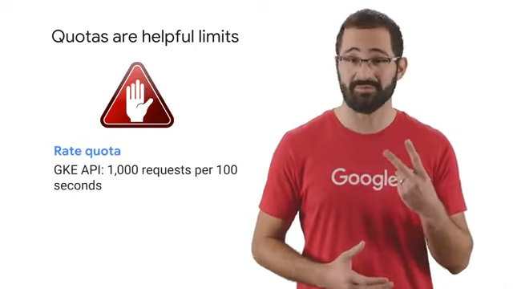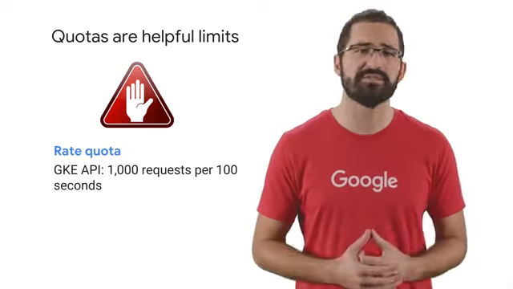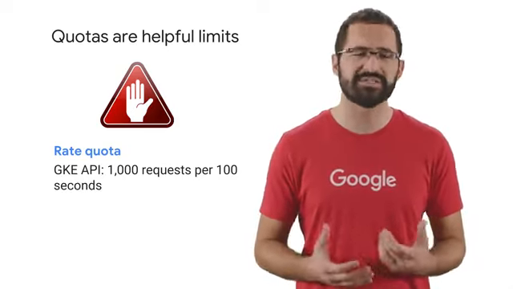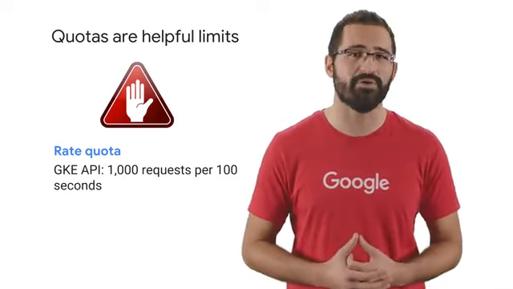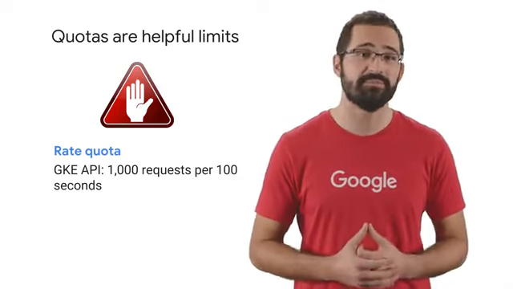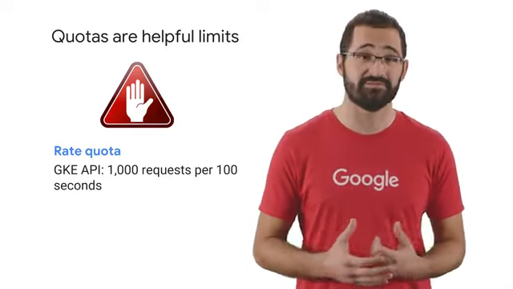Now, there are 2 types of quotas: rate quotas and allocation quotas. Rate quotas reset after a specific time. For example, by default, the GKE service implements a quota of 1,000 calls to its API for each GCP project every 100 seconds. After that 100 seconds, that limit is reset.